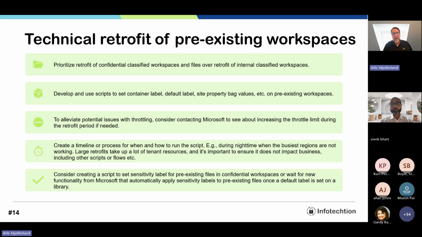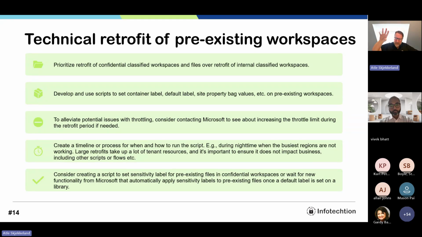You often have to develop or use scripts to set the container label, default label, the property bag values and so on for existing sites, based on what people responded to your analysis. And there are issues with throttling here, so you could engage marketers to see it as a way to work around that, improve things, and figure out how to do this in the best possible way, to ensure that this goes as streamlined as possible, even though there are always surprises.